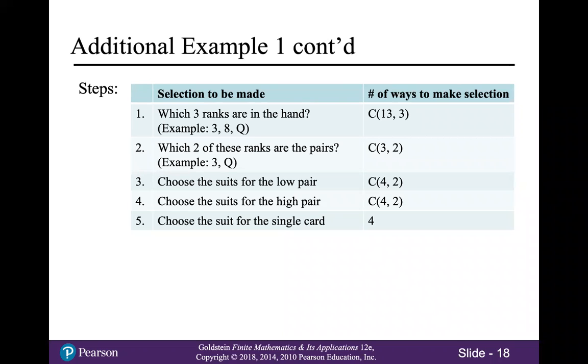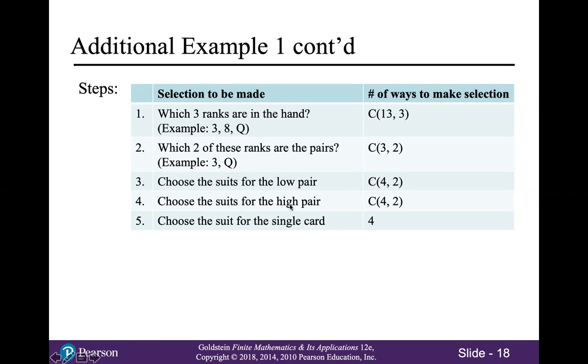Okay. So in this example, let's say it's 3 of hearts, 3 of diamonds, 8 of clubs, queen of hearts, and queen of spades, for example. There are 3 choose 2 ways to choose 2 out of the 3 ranks to be the paired cards. Then you have to choose the suits for the low pair. And by the way, nothing special about the low pair. I'm just specifying that it's one of them. There are 4 choose 2 ways to make that selection, for example, hearts and clubs.